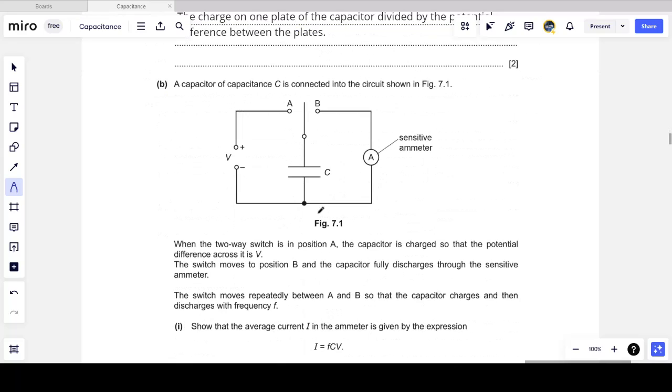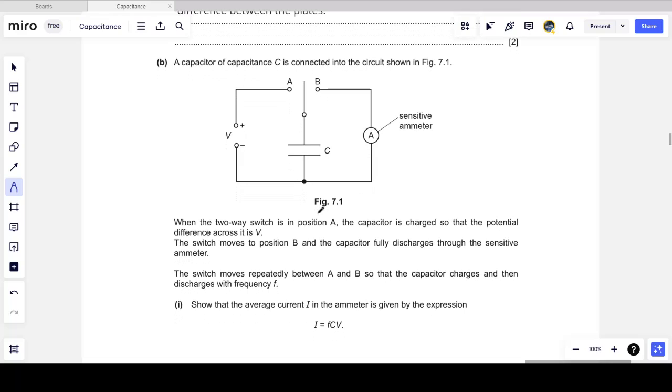We're now shown in question B a capacitor of capacitance C connected into a circuit as shown. When the switch is in position A, the capacitor is charged so that the potential difference across it is V. The switch moves to B and the capacitor fully discharges through the sensitive ammeter. The switch then moves rapidly between A and B, so the capacitor charges and discharges with frequency F. And we want to show that the average current I in the ammeter is given by the expression I is equal to FCV. Okay, so this expression I've never seen in my life before.